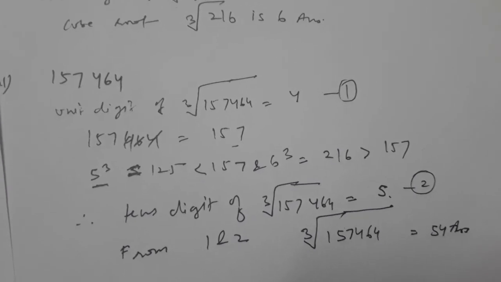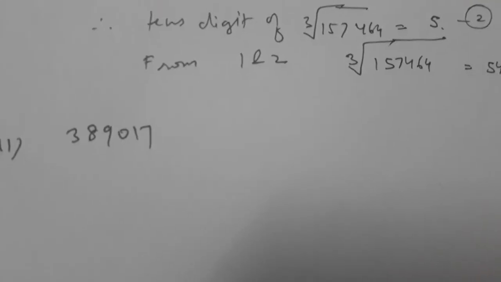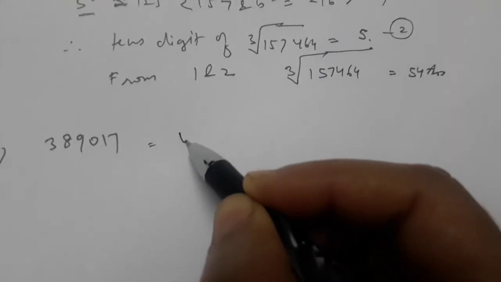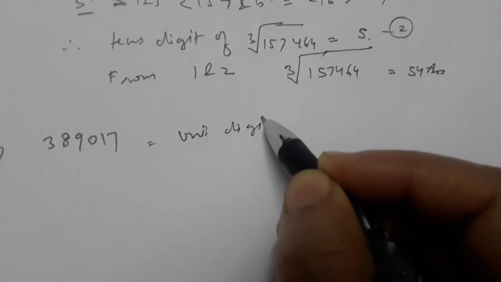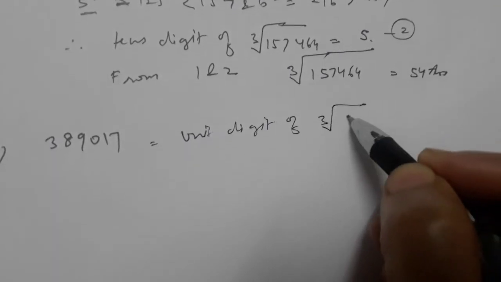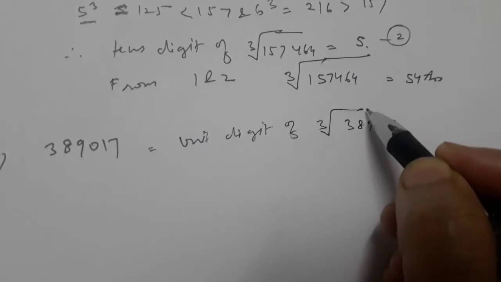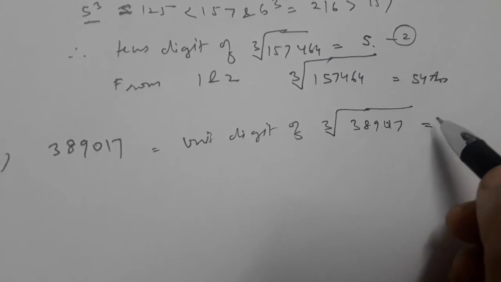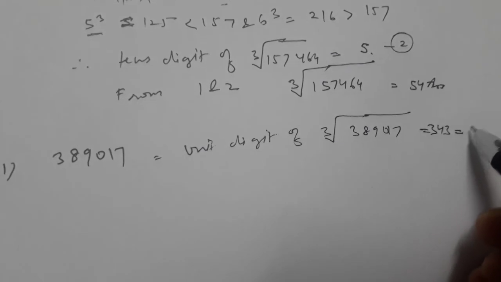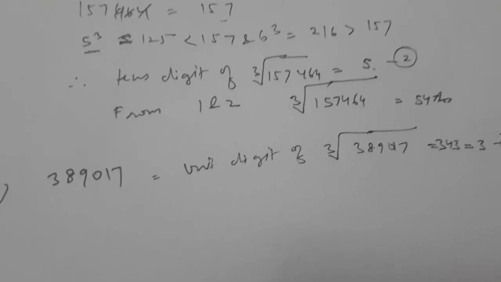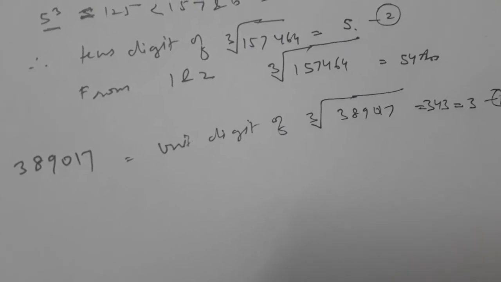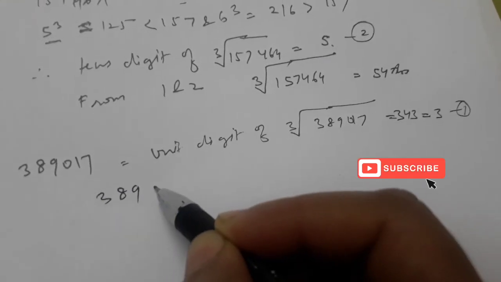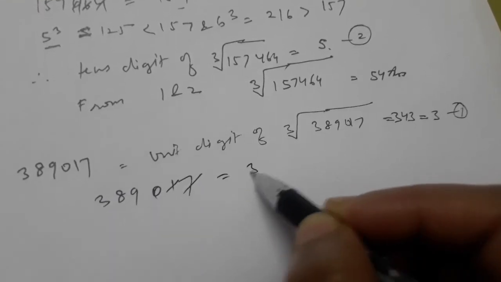Now come to the last part, that is the 8th part. So the last part is 3,89,017. So the unit digit of the cube root of 3,89,017 would be what? 7 7s are 49, 49 7s are 343. So 3 would be the unit digit of the cube root of 3,89,017. Now striking out the last 3 digits from the right, we will be left with 389.